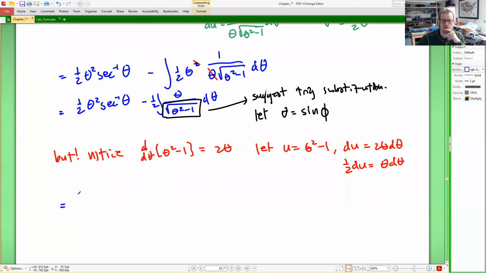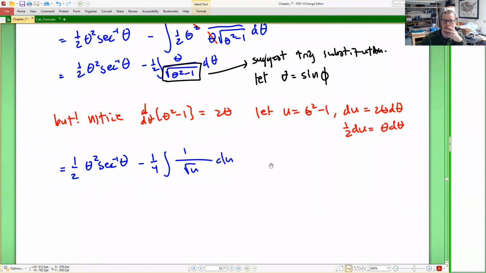That gives us that this is equal to, keep the u times v that we started with, 1/2 theta squared secant inverse of theta, minus, theta d theta is 1/2 du, so I'm going to pull that 1/2 out and have 1/4 integral of 1 over square root u du. Because theta d theta is 1/2 du, so I pull the 1/2 out and I'm left with du, and this is the square root of u because I'm letting u be theta squared minus 1.